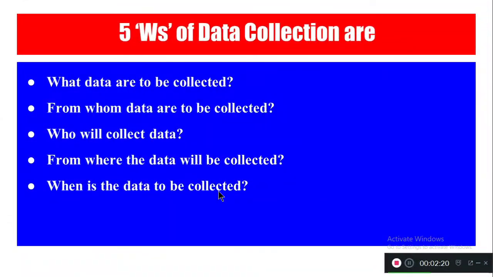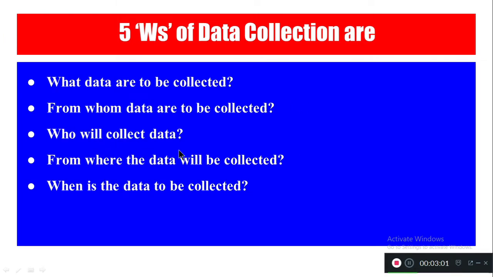Whenever you want to collect data, you need to have an answer for these 5 W's. First one is, you as a researcher, you must know what data are to be collected. What are the things you need to collect from the samples? The second W is, from whom data are to be collected. Who is your sample? We can collect data only from the sample who met the criteria in our study. We cannot collect data from those who are not our samples.